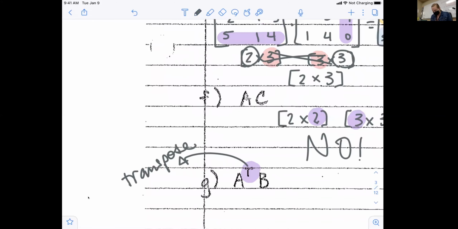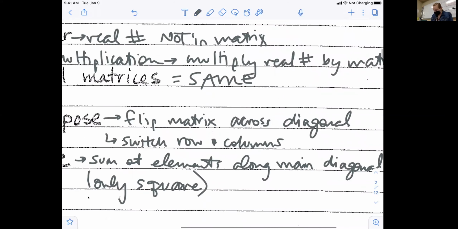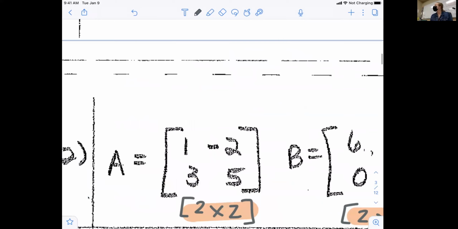Now, if you go back to our notes earlier, I told you that transpose means to flip the matrix across the diagonal, or an easier way I think to think about it is to switch the rows and the columns. So we're going to transpose my matrix A. That means something that was a row before now becomes a column. So instead of going 1, -2 across, I'm going to go 1, -2 vertically. So the first row becomes the first column, and then the second row will become the second column. Instead of 3, 5 left to right, I'm going to go 3, 5 up and down.